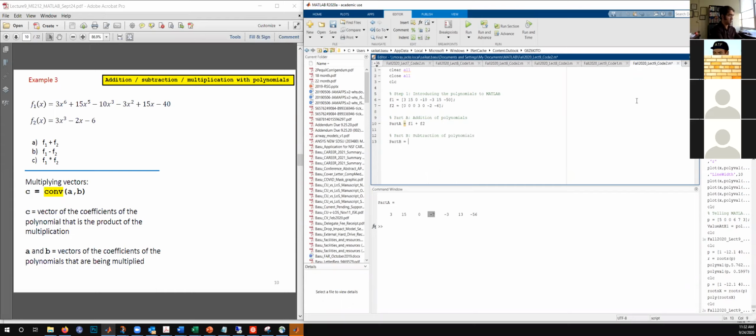And for that, it is again just F1 minus F2, and that is sufficient. Now part C is multiplication of polynomials.